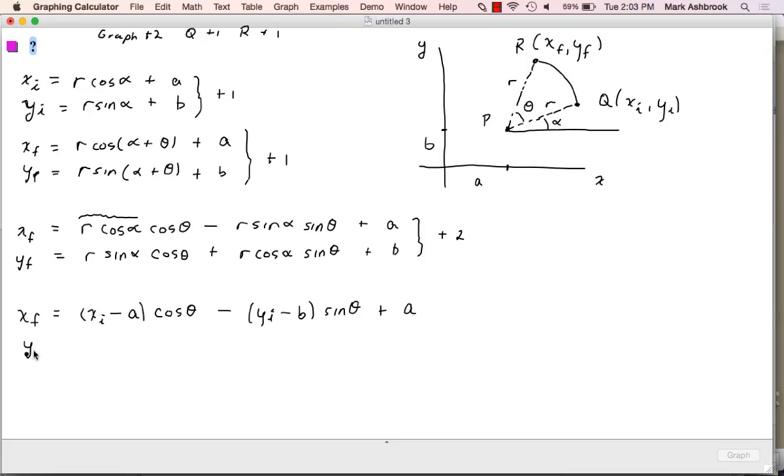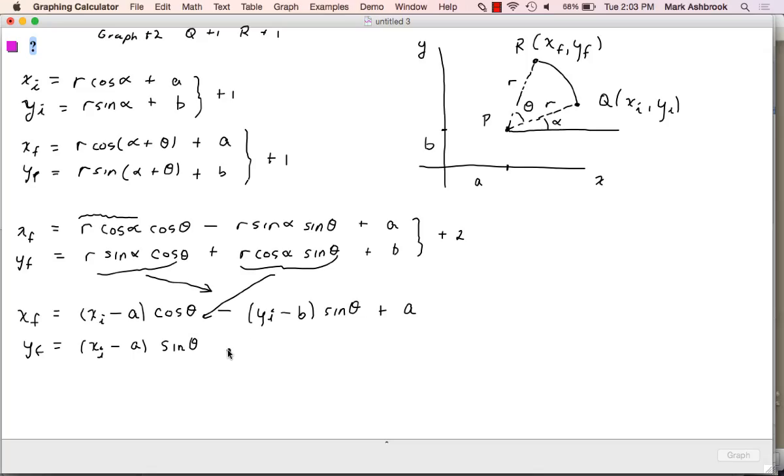And similarly, I think I'll do the right thing here. What do I want? This is going to be the sine, right? So r cosine, no. I want this down here, right? Yeah, I want that one down here, and this one. So I got the order wrong. Anyway, so now r cosine alpha, again, is xi minus a. Is this right? Yeah, that's right.